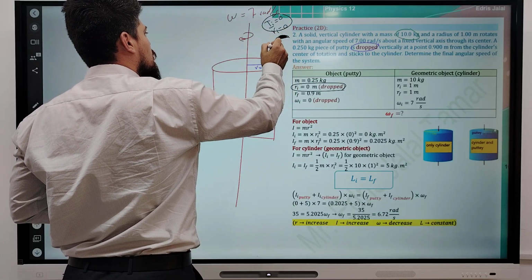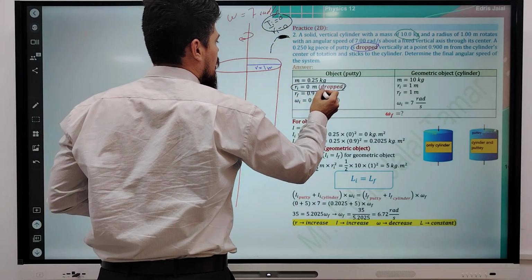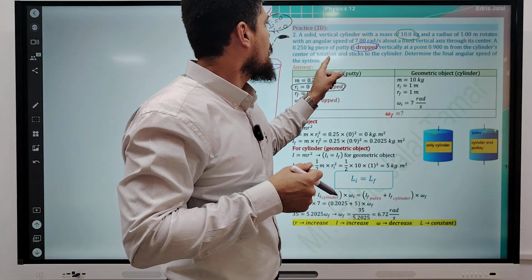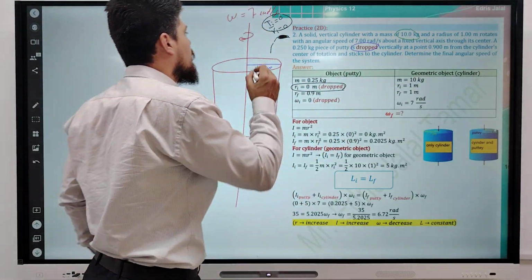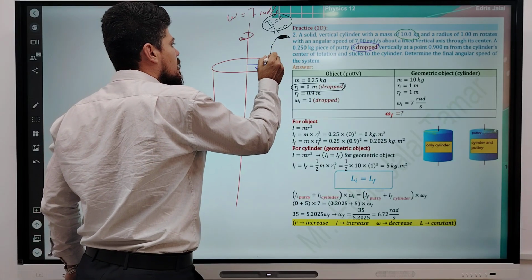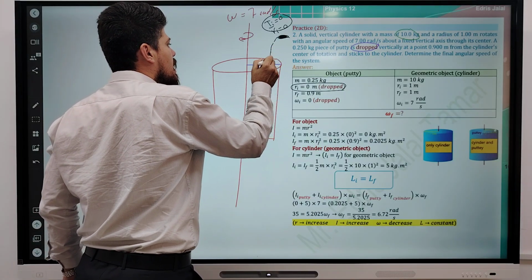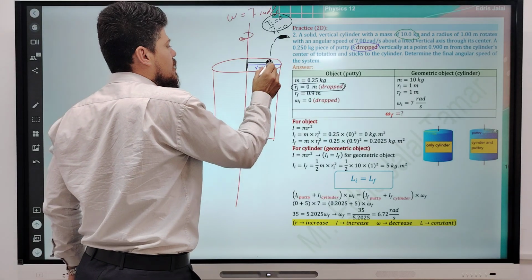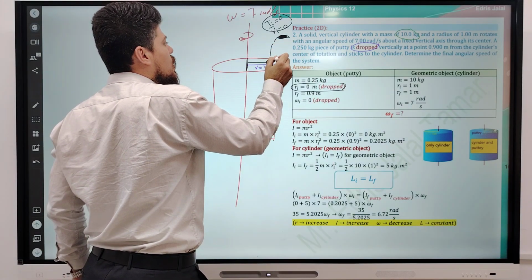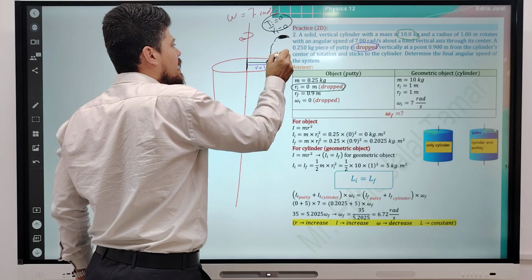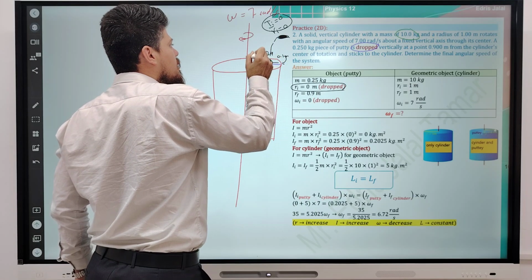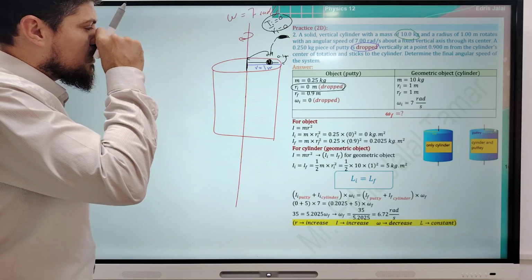But when it is dropped vertically at a point, at which point? 0.9 meter. 0.9 meter from where? From the axis of rotation. And also you can say drop it at a point 0.1 from the edge, but 0.9 from the axis of rotation. Both of them are correct.